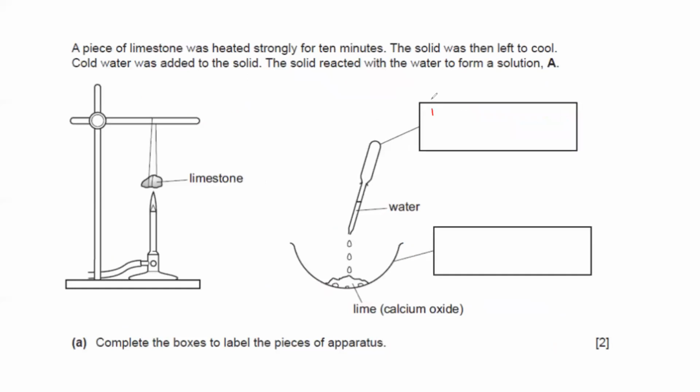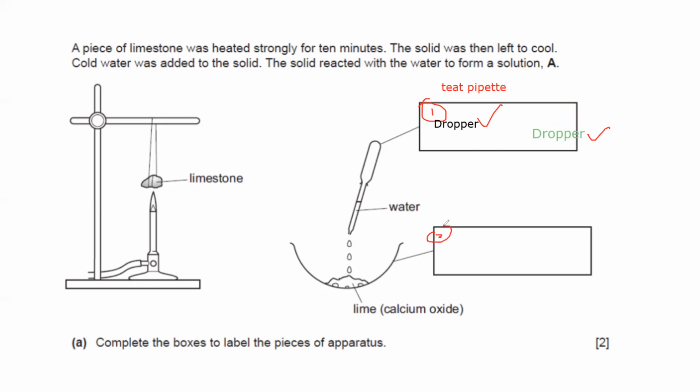What do we call this apparatus? Box 1, a dropper. And there's another name for dropper. It's also called a teat pipette. So if you write dropper, that's right. Or you can also use teat pipette. What about box 2? What does it look like?